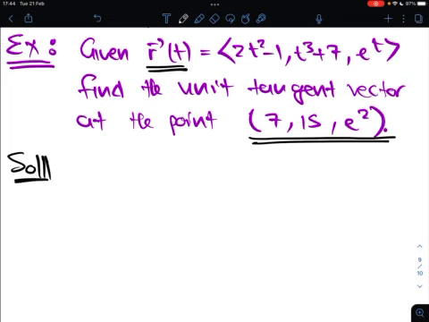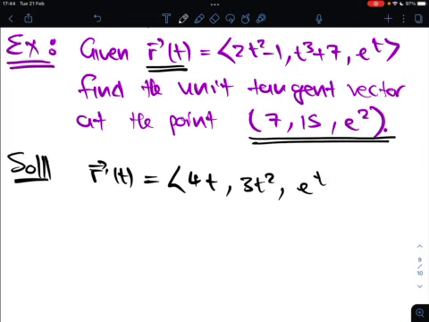Every time you want to find a specific unit tangent vector, the first thing is you differentiate the given space curve. When you differentiate that, you'll get 4t. And then when you differentiate t cubed, sorry, you will get 3t squared. And then we'll get e to the t in the other case.